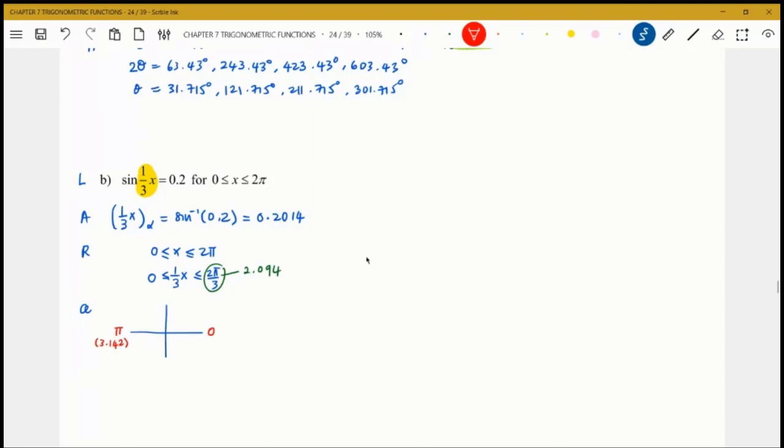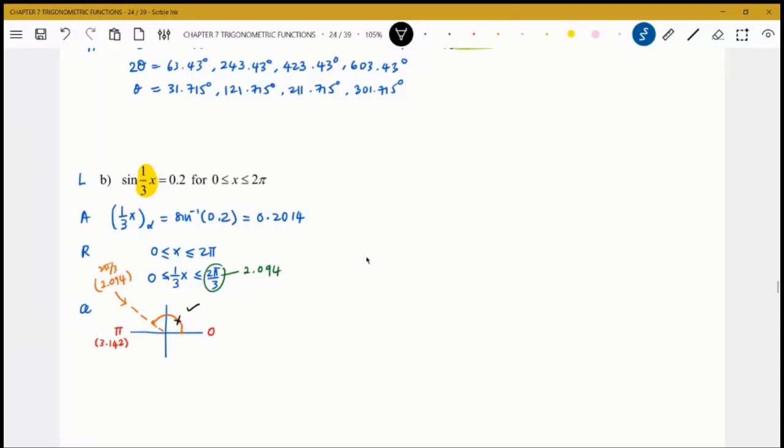Bermaksud rotation kamu adalah daripada 0 and then maybe somewhere around here. Dia stop dekat sini. Okay, so saya letak dotted line. Dia stop dekat sini di mana nilai dia adalah 2.094 ataupun dia adalah 2 pi over 3. Okay. So positive sign kuadran berapa? 1 dan 2. So ini confirm kita akan dapat acute angle.